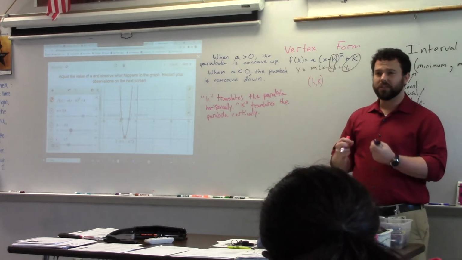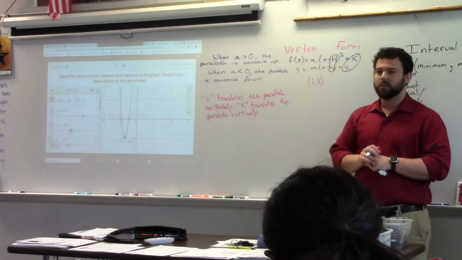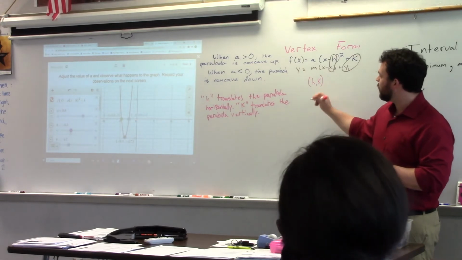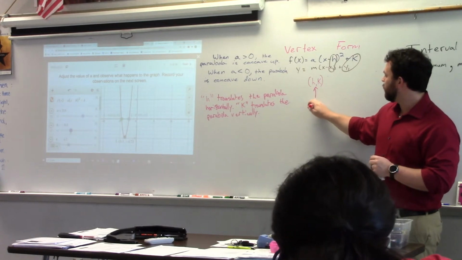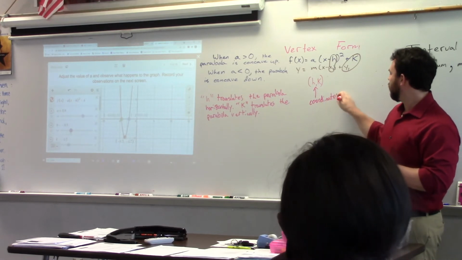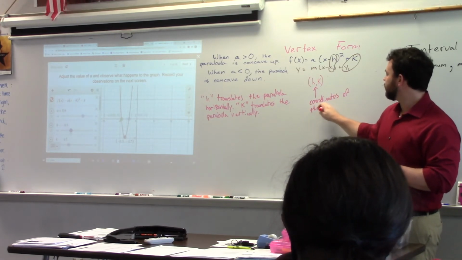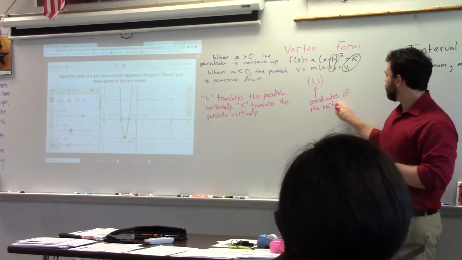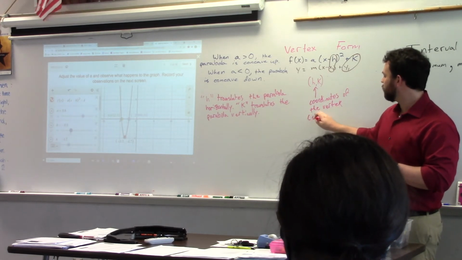Yes. Is that kind of like a starting point for the parabola? For sure. So h comma k would be the coordinates of the vertex. And as we said, it's kind of like a starting point.